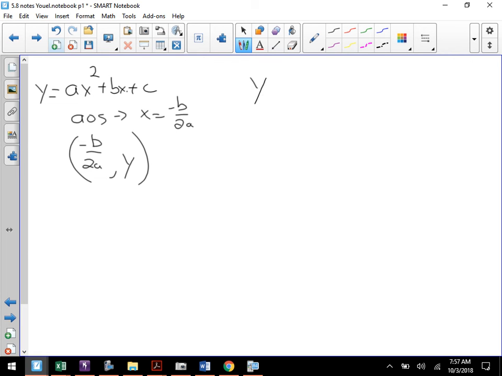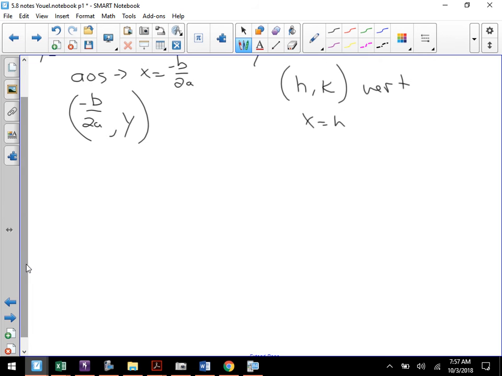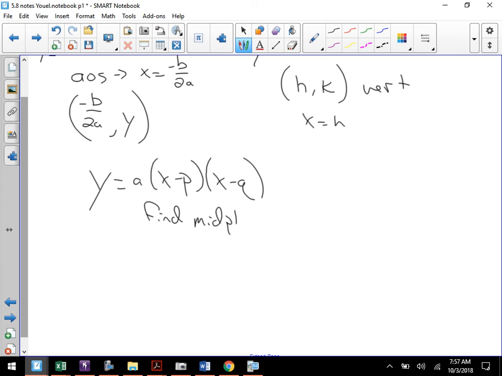You had vertex form, where h and k are the vertex. x equals h is the axis of symmetry. And then the last one was the intercept form, and that's when you just had to get the midpoint to work your way out. You find the midpoint of the zeros to get the axis of symmetry.